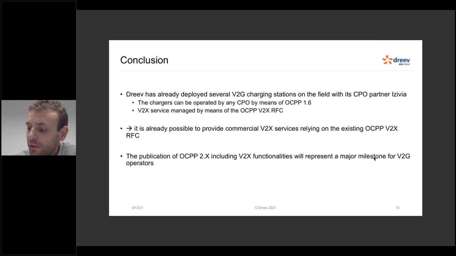And for, I think, stakeholders like Dreev, smart charging operators, but more generally speaking for the whole electromobility ecosystem, I think the publication of the white paper that Frank mentioned and the future OCPP 2.x protocol, including V2X functionalities, will represent major milestones for these stakeholders.